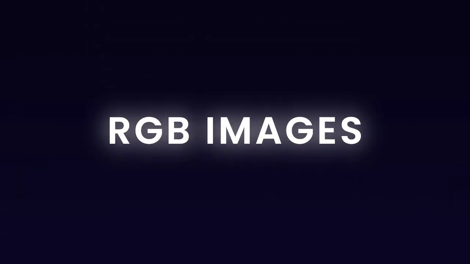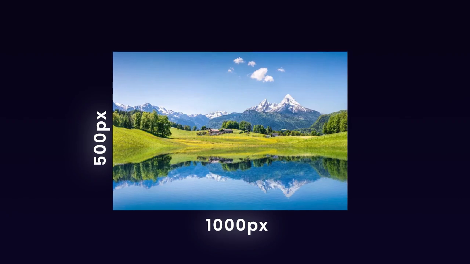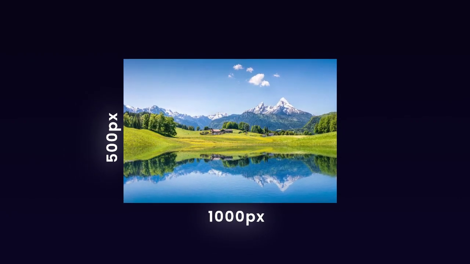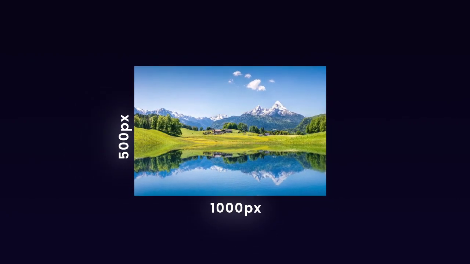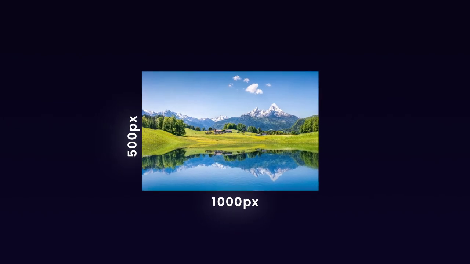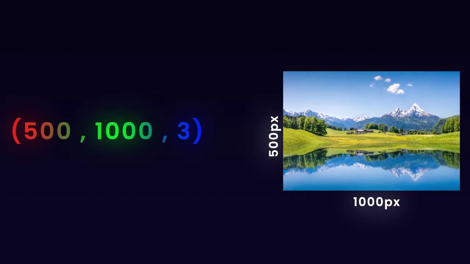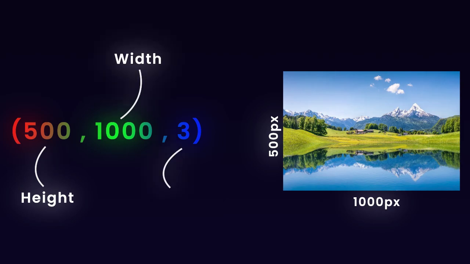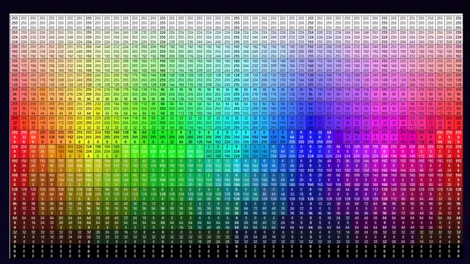Now coming to the RGB image. See, this RGB image has three values, right? So if the image size is around 500 by 1000, the shape becomes like this: 500, 1000, 3. Here 500 will be the height, 1000 will be the width, and 3 would be the red, green, blue RGB values. This entire structure is just numbers arranged in a grid.